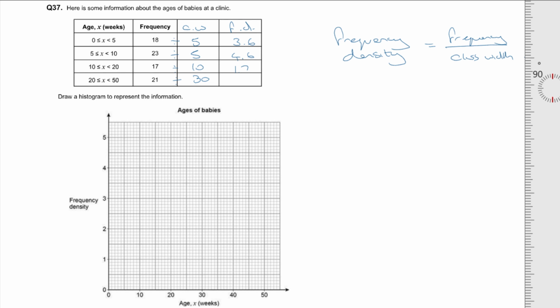17 divided by 10, that's pretty easy, it's 1.7. And then 21 divided by 30. Well, divide it by 3 first, it will be 7. Divided by 10, it will be 0.7. Okay, so they're my frequency densities.